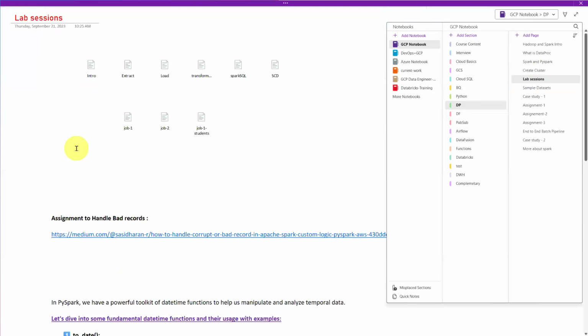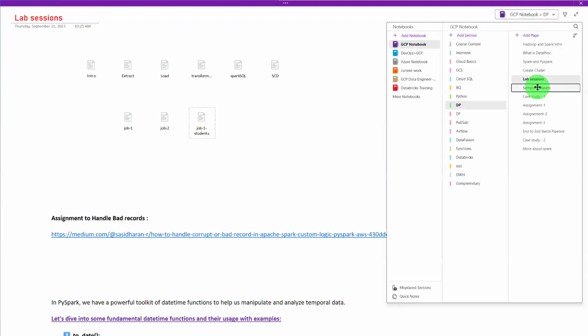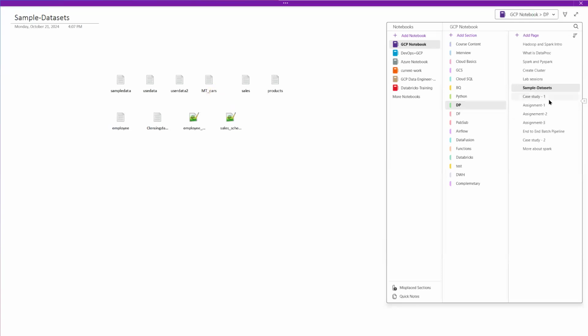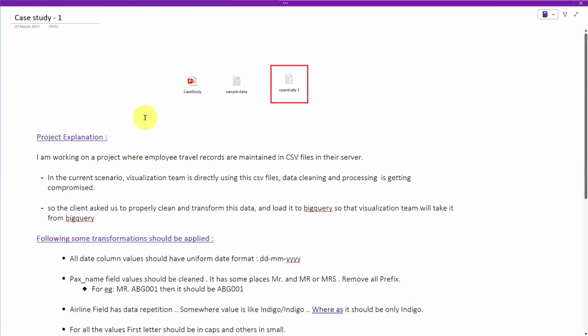Extracting the data from multiple data sources, loading the data. So these are all Jupyter notebooks only. So introduction, extract, loading, transforming, Spark SQL, SCD, job 1, job 2, job 1. And you can see you have the sample data sets. Case study 1. This is one of the case studies which people can use for putting it into their resume also. This is one of the very important case studies.